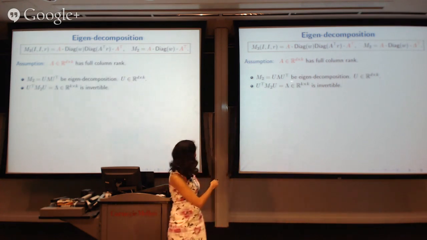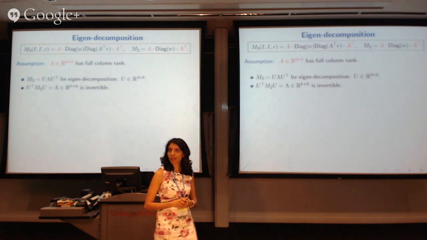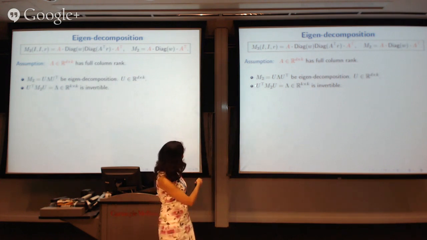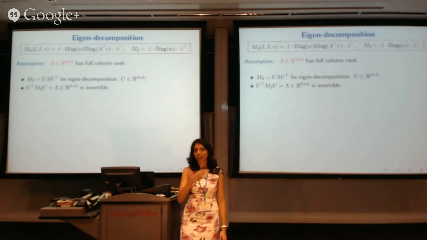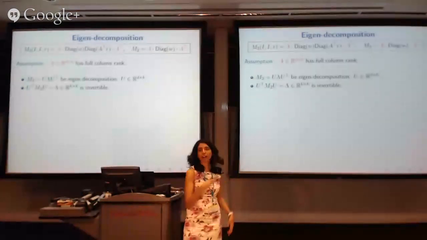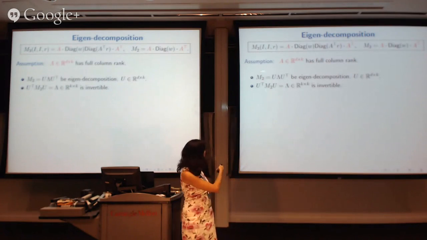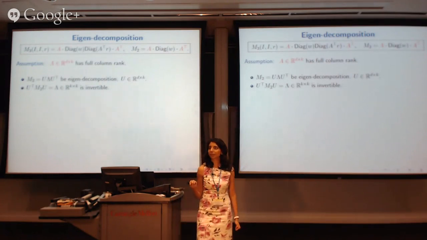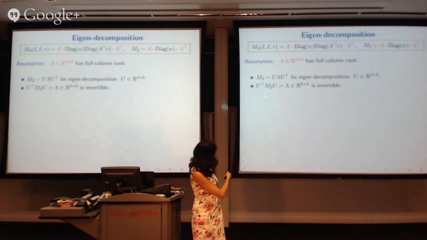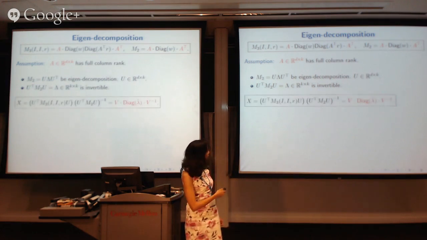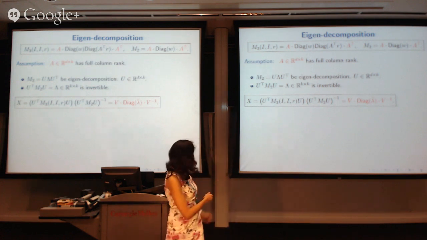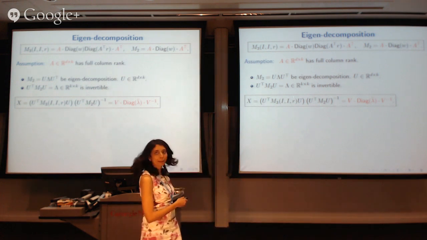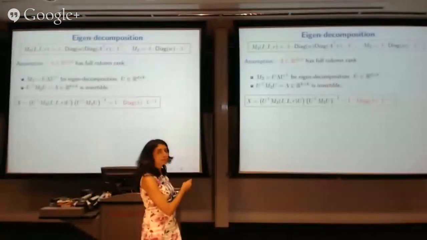If U lambda U transpose is the eigen decomposition of my second order moment, then I know that U transpose M2 U is invertible, under the assumption that this is rank K. If A is full column rank and the weights W are all non-zero, I know that the second order moment has rank K. So I have this being invertible, and I can change my argument to now taking the inverse of this. I'm also going to project a slice of my third order moment onto this span of U.